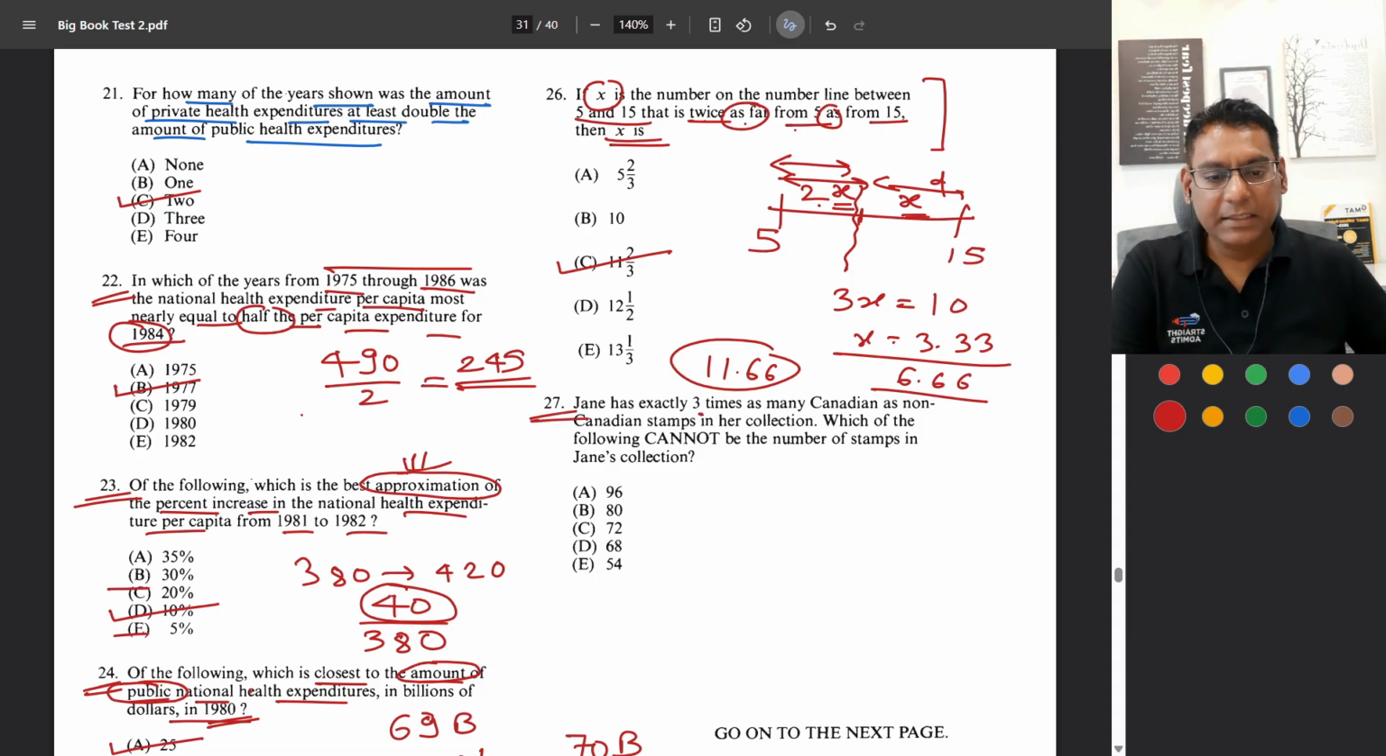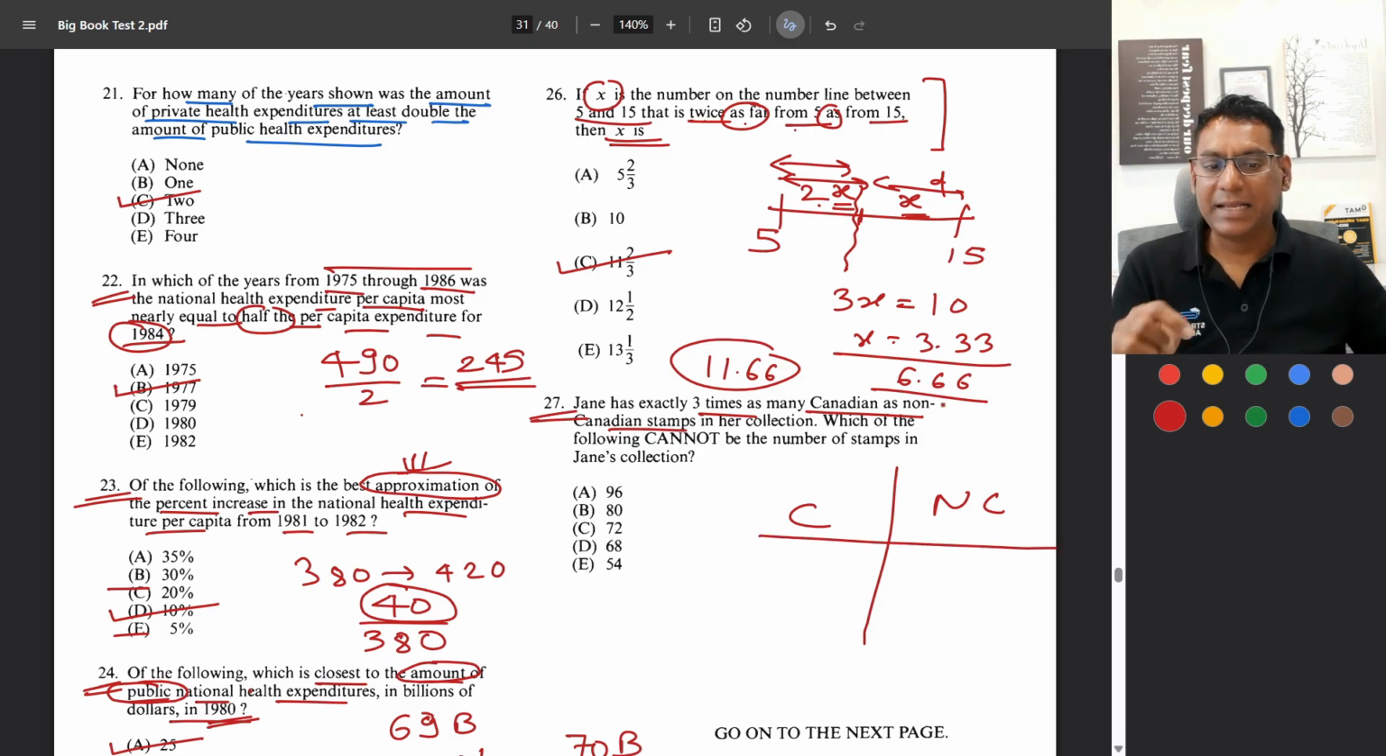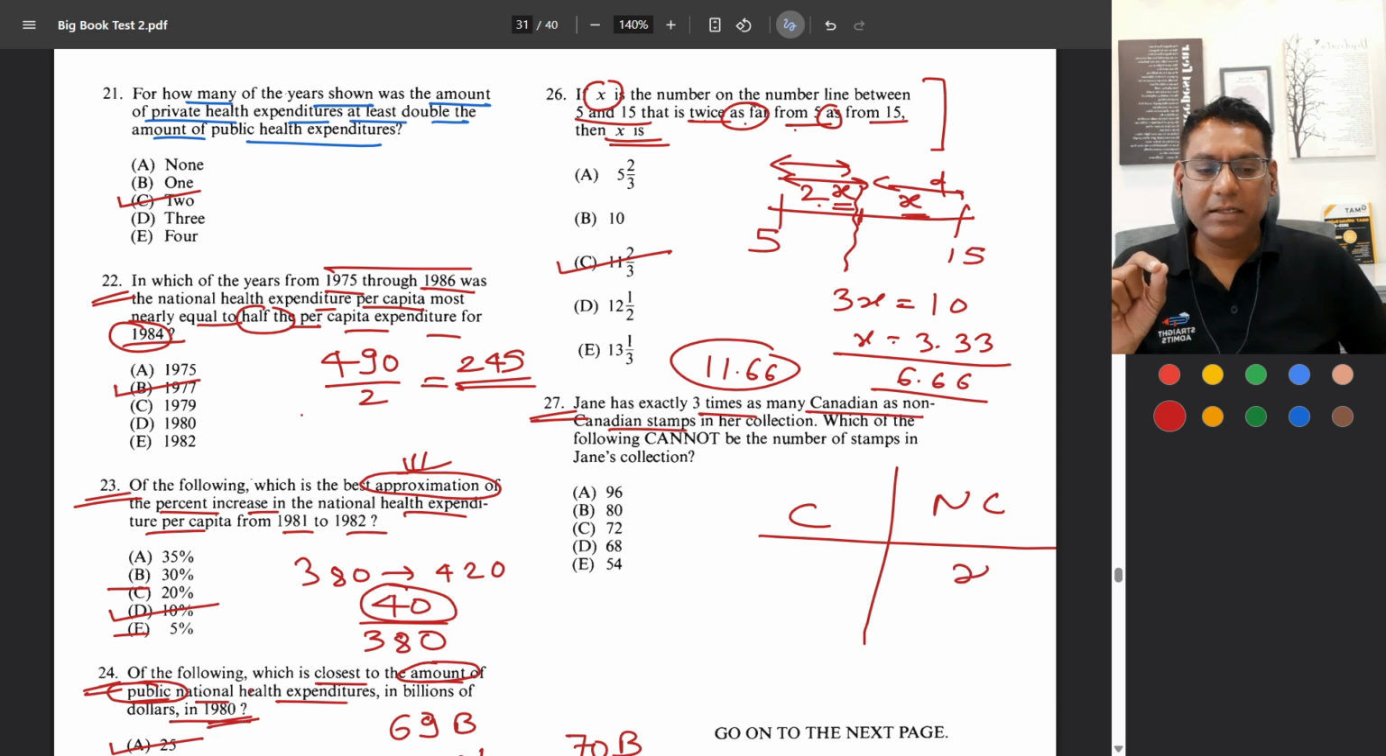Jane has exactly 3 times as many Canadian as non-Canadian stamps. Okay, so let's say Canadian, non-Canadian. Again, this is a phrase with "3 times" and "as many as", so I'll have to read it carefully. Exactly 3 times as many Canadian as non-Canadian stamps. Okay, so if non-Canadian stamps are x, Canadian stamps are 3x.